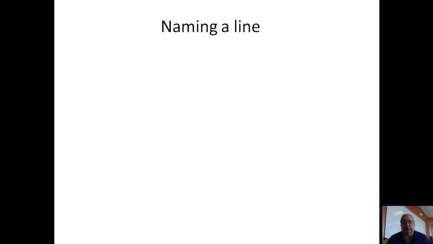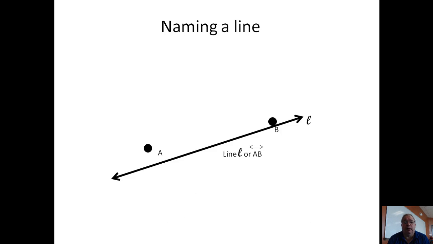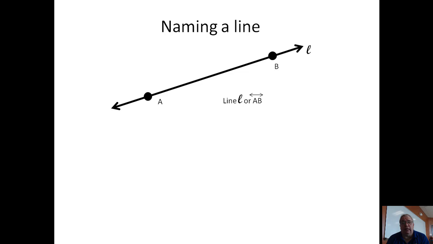Naming a line. So here we have a line and it has 2 points, point A and B.